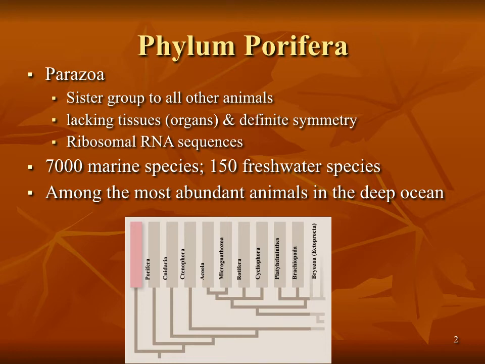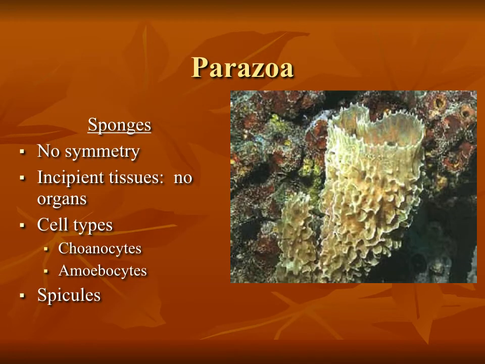There's about 7,000 marine species and maybe 150 species of freshwater sponges. And in deep, cold areas of the ocean, they're abundant animals. And so they're important in some places. So the Parazoa, sponges, no symmetry, kind of the basics of tissue. What they really have is that they're multicellular. They have several distinct cell types that organize themselves in layers and cooperate to get food, share food, and reproduce.